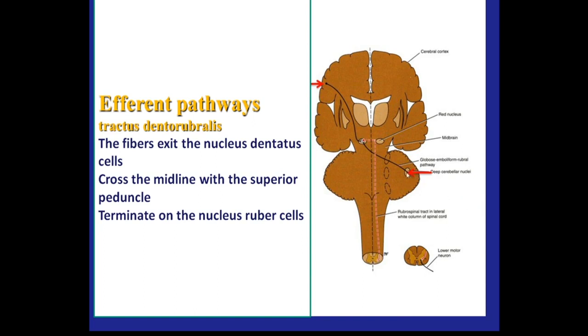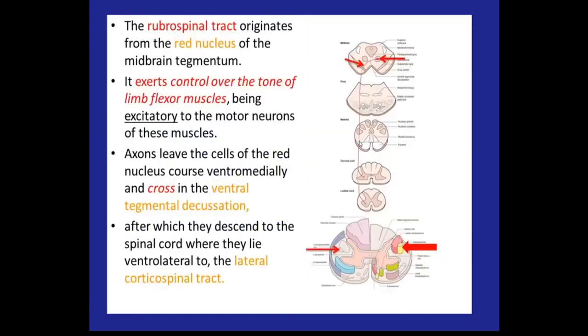From one hemisphere, for example, right hemisphere of cerebellum, to the opposite, for example, left nucleus ruber in the midbrain, in the cerebral peduncle. Next part of the descending tract, rubrospinal tract, starts from the red nucleus in the midbrain.